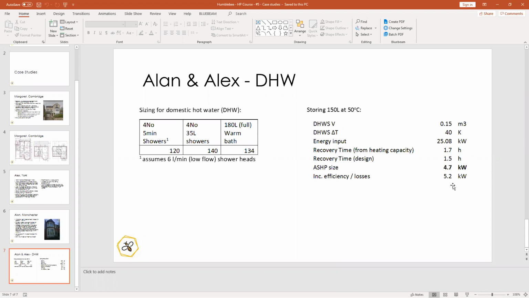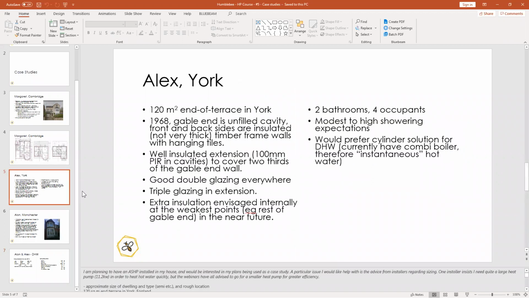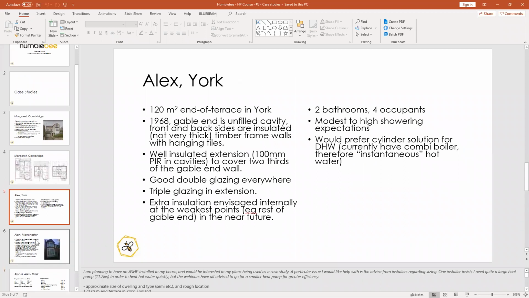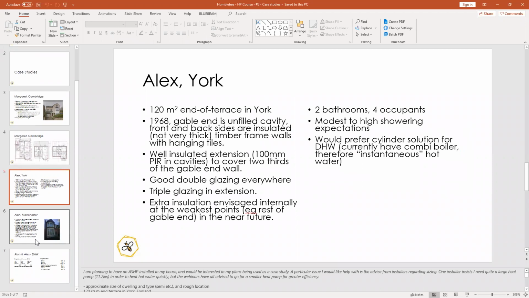Going back to Alex's query, he's been told that he needs a bigger heat pump. That's for hot water recovery. That's generally gas boiler thinking. We would do that. That's a big problem, isn't it? That people have still got this gas boiler mindset.